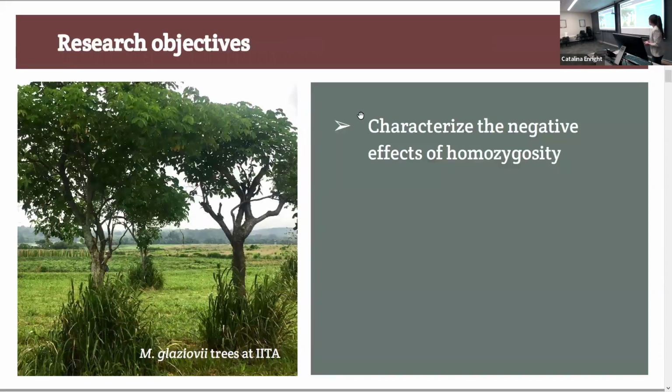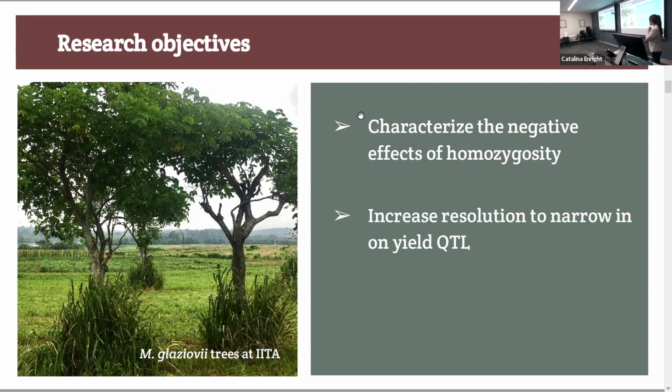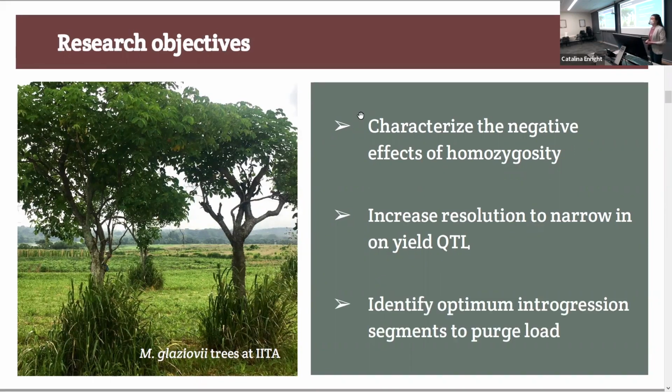So I'm interested in following up on this work by looking into what are the negative effects of homozygosity in the introgression. In particular, are they localized to particular segments, or are deleterious alleles spread throughout the introgression region? And then also with increased resolution, can we narrow in on the yield QTL and identify which segments contain this yield QTL and see if we can select only the segments that contain the yield QTL while purging the deleterious load that's carried by the rest of the introgression.